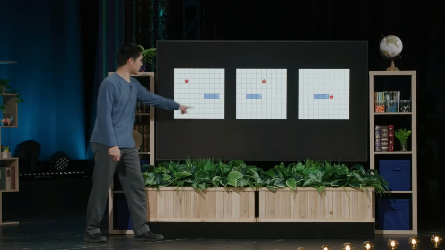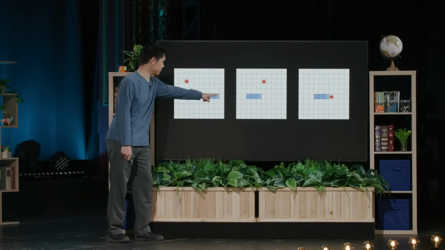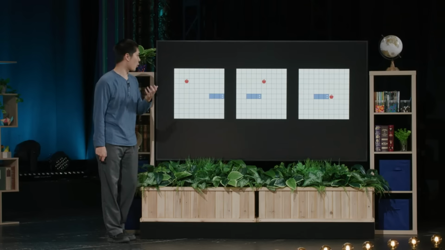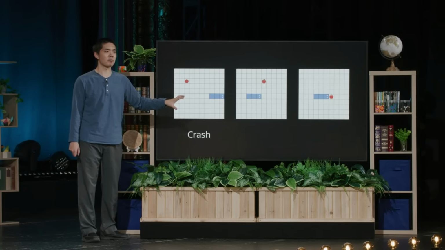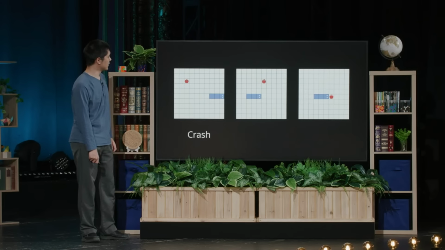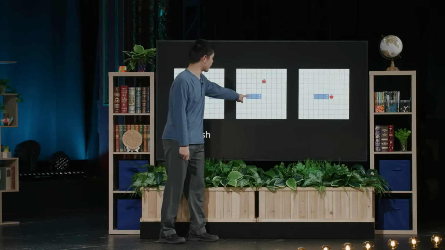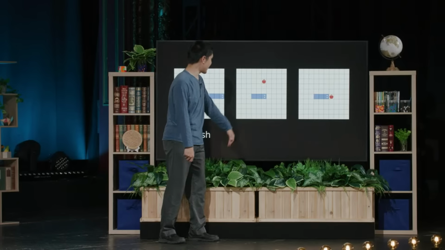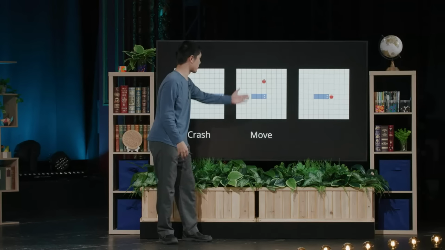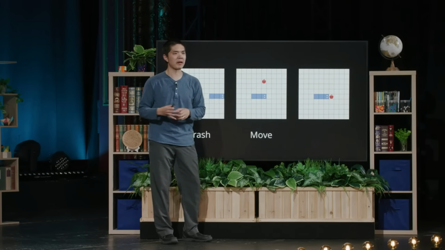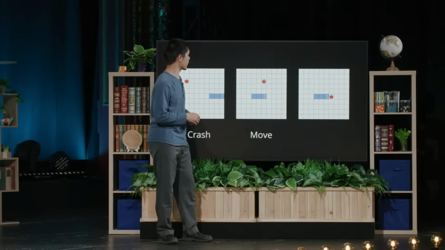One action might be if the snake is here and it moves to the right, it might crash into the wall. So that's crash. If it crashes into the wall or it crashes into itself, that's one possible result of an action. Another possibility is the snake is here and it chooses to move and nothing happens. It just decides to move and it didn't crash and it didn't get any food, but it just chose to move 1 space forward or 1 space in one direction or another in this grid.